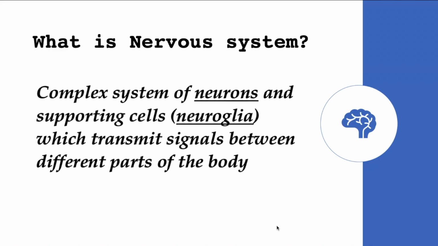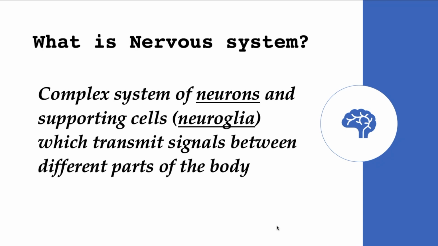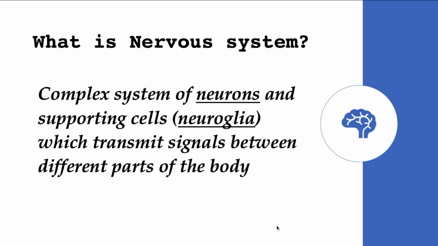The nervous system is a very complex system composed of neurons and supporting cells called neuroglial cells. The main functions of the nervous system are to transmit signals from the higher centers to the periphery and carry information from the periphery to the higher centers. So the nervous system is actually involved in transmitting signals between the different parts of the body. That's what the nervous system is doing.